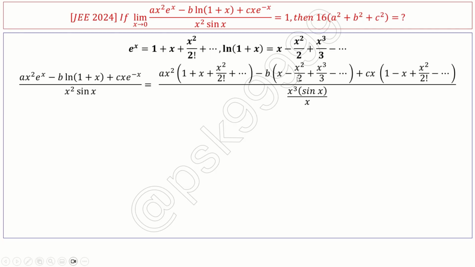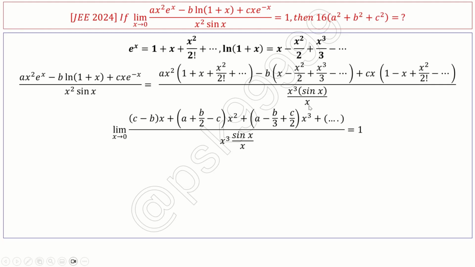Minus b times this value, and plus c x times e^(−x), this is the expansion here. And below, I need up to x³, not x². I need up to x³ because I have an x³ term in the denominator, so be careful. I multiplied and divided by x to make sin x by x as 1. That's it. So when I apply the limit as x tends to 0, take the common terms carefully.